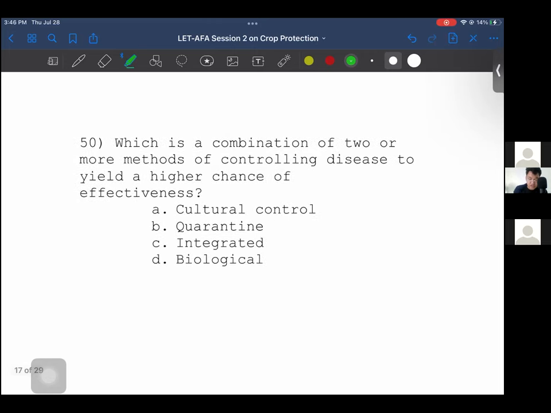So next, which is a combination of two or more methods of controlling disease to yield a higher chance of effectiveness. The keyword here is two or more methods in combination. When we are thinking of combination of two or more methods, we are actually looking for an integration of methods of controlling this disease. As what I've said kanina, may example tayo kanina. I don't know if anong number yun. Pero IPM or Integrated Pest Management.